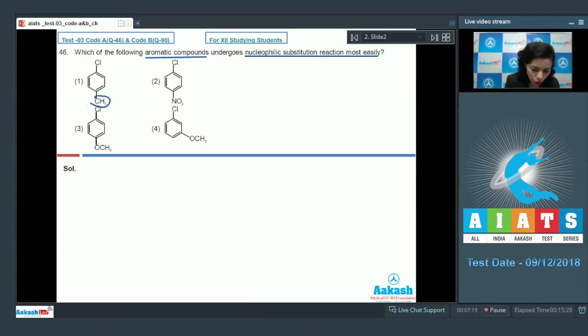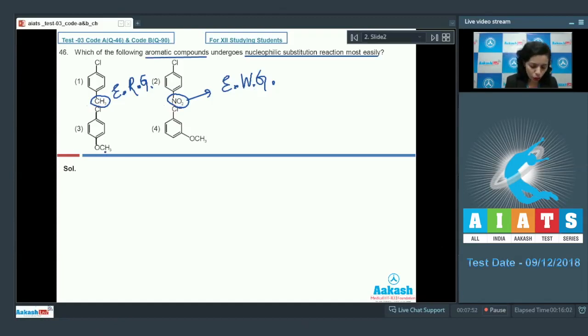If we talk about this group, this is a methyl group present at para position, but it is an electron releasing group, not an electron withdrawing group. Further, we have this nitro group, and definitely it is an electron withdrawing group. And if it is electron withdrawing, it can increase its reactivity towards nucleophilic substitution reaction, and it is even present at the para position also. So definitely it will increase the reactivity towards nucleophilic substitution reaction.